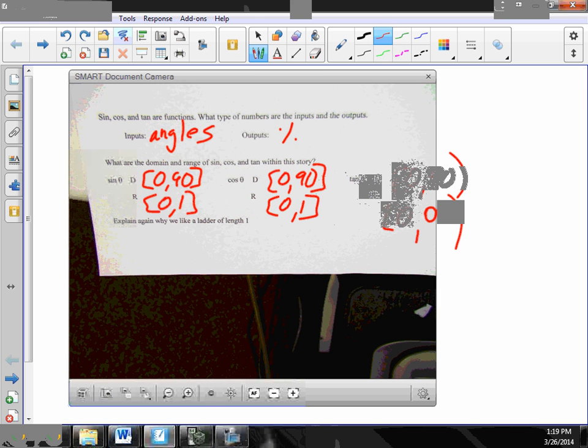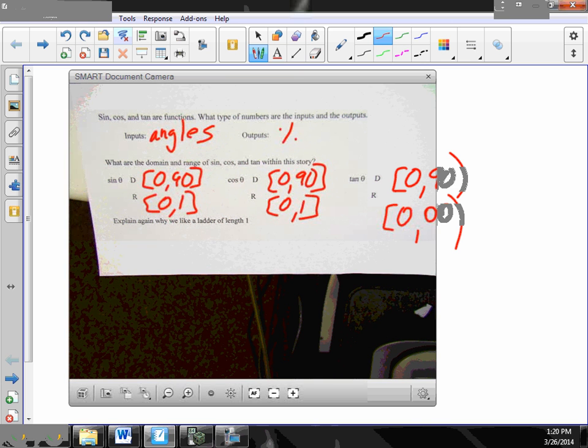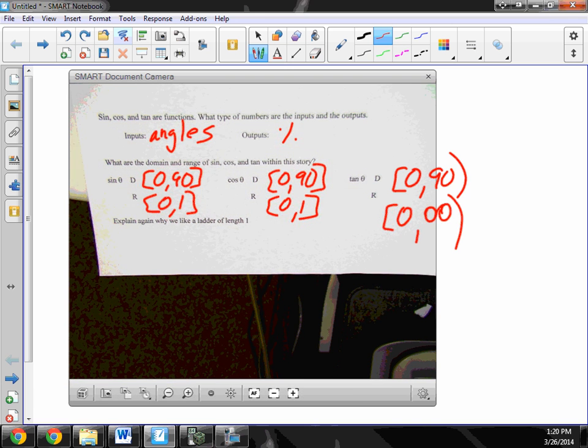Okay, so the last question asks, explain to me again why we like the ladder length 1. That doesn't work, because this question will be on the test. Percentage equals the length. That's the first answer. But sine becomes the wall, and cosine becomes the ground. Percentage becomes the length, and sine is wall, and cosine is ground.